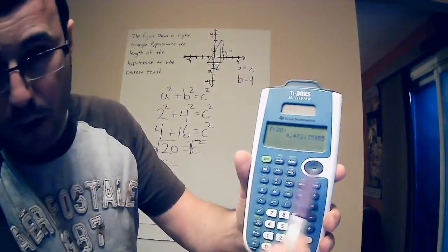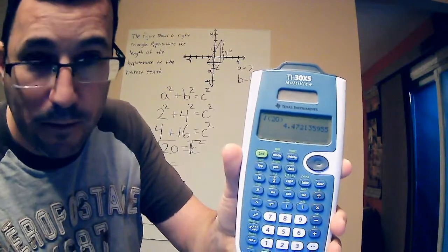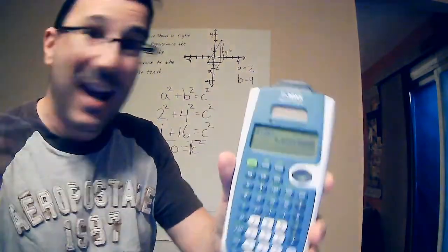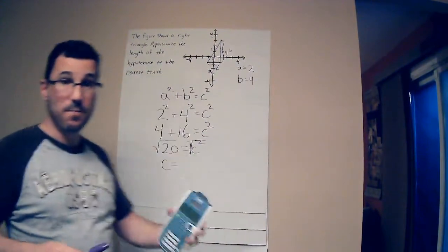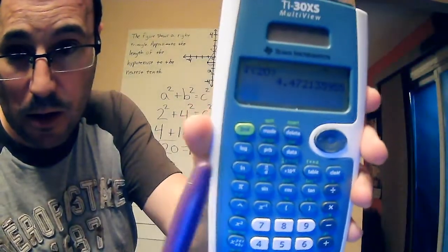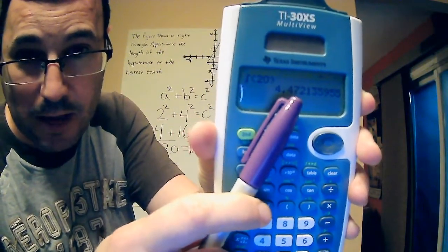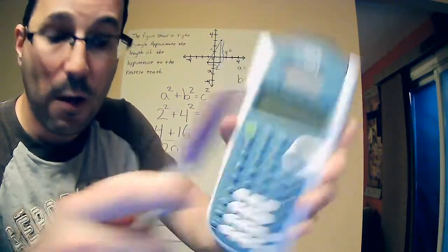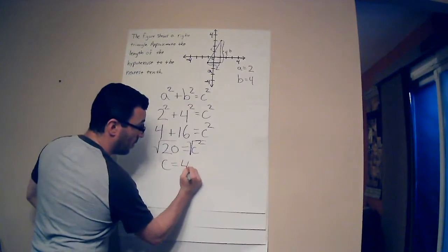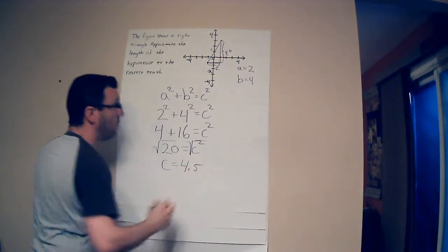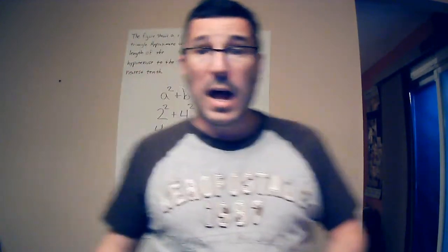And I get this big long number here. 4.472135955. But I don't need that whole thing. All I need is to the nearest tenth. So again, when I look, I gotta look. The number that's right after the second 4 is a 7, and that's going to cause it to go up. So it's going to round up to 4.5.